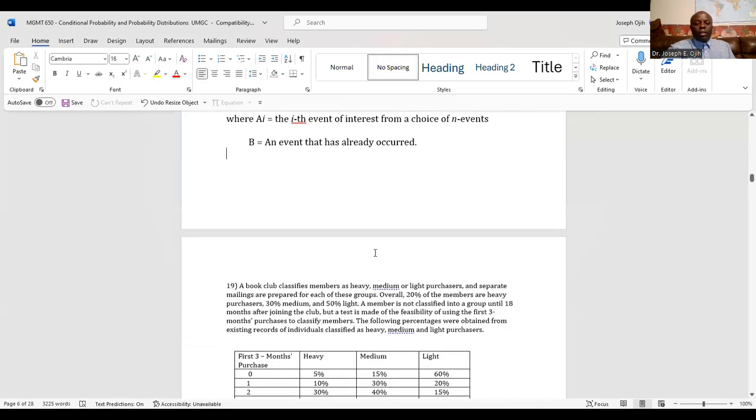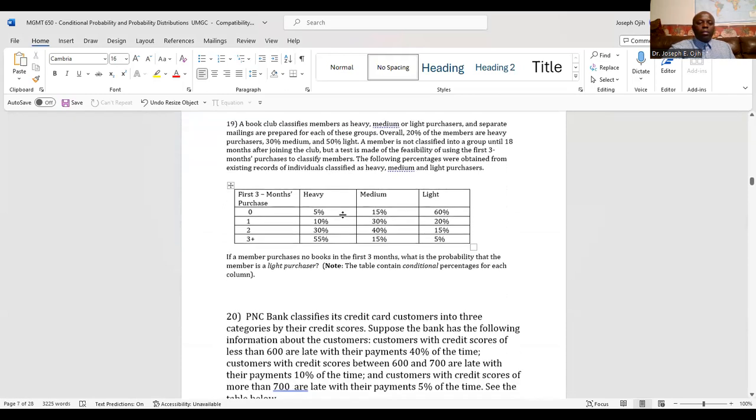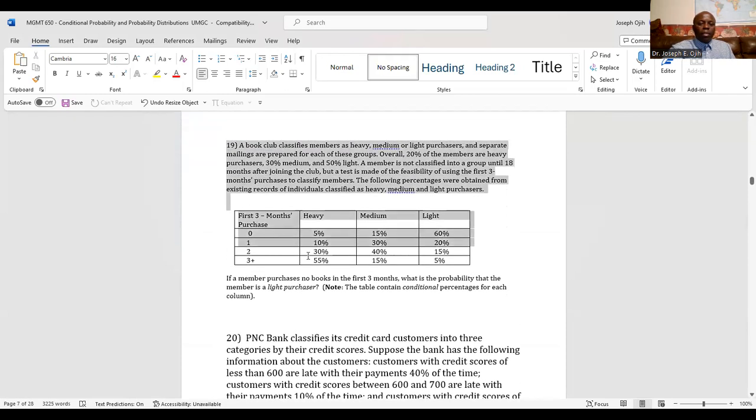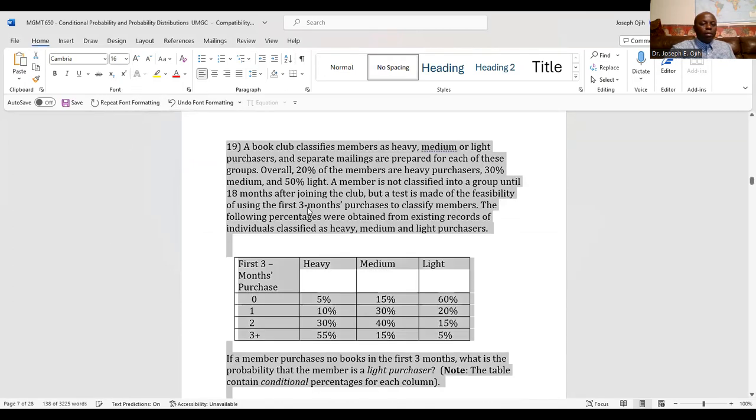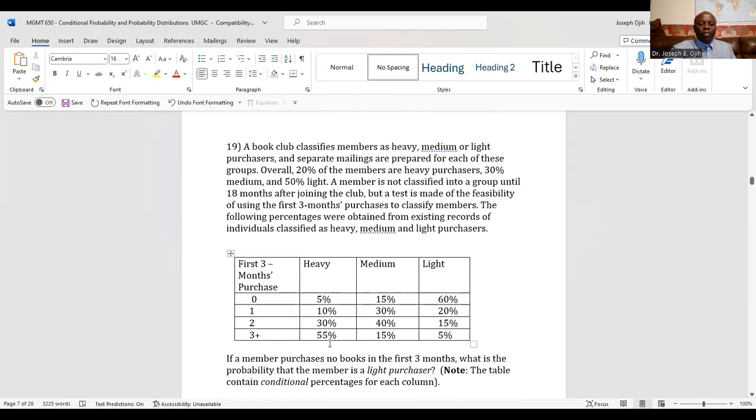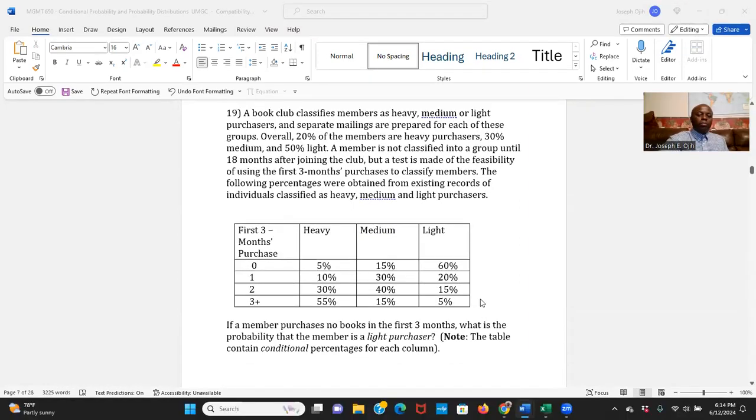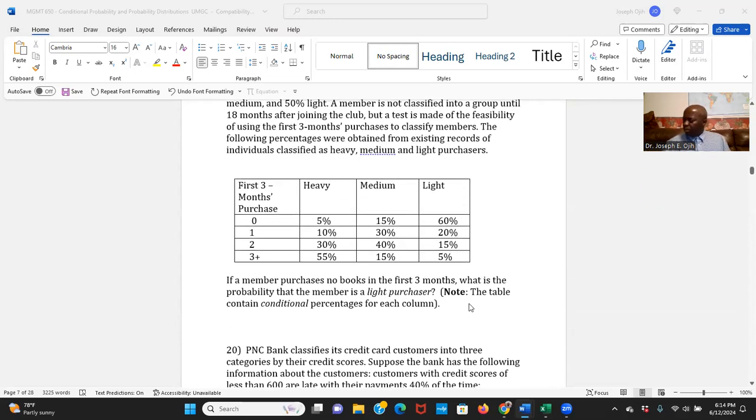So let's look at this example here. I'll make it a little bit bigger. So this is a book club. Can you see the screen very well? Yes, I can see it. Good. Let me get something I'm looking for here. I think I got it. I closed it. Yeah, I have something that looks like that here.